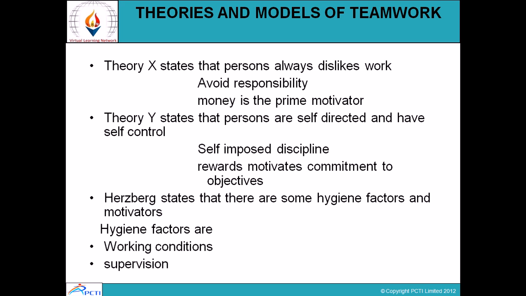Different theories and models of teamwork include Theory X, which states that a person always dislikes work. Yes, it is true. Persons always dislike work, avoid responsibility, and money is the prime motivator. Theory Y states that persons are self-directed and have self-control. Self-imposed discipline is there. Rewards motivate commitment to objectives. So there are basically two kinds of teamwork. One needs to be motivated, and the other is self-directed.